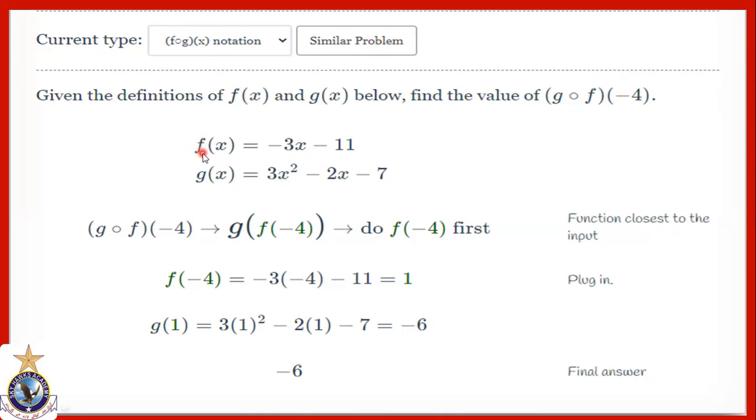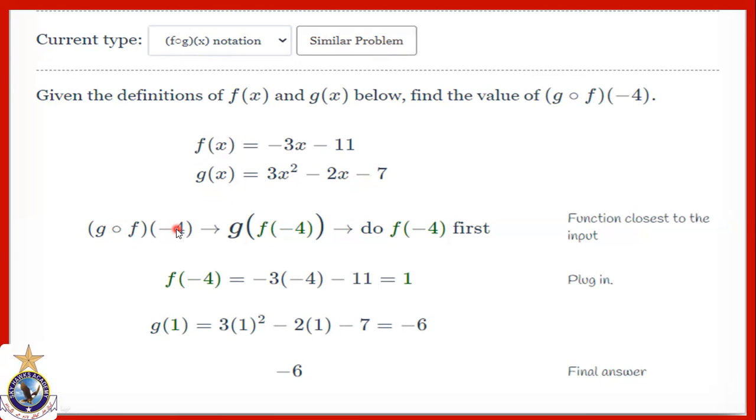Good. Look at this. f(x) is minus 3x minus 11. This is defined, and g(x) is also given, so there's no worry about that. g(x) is 3x squared minus 2x minus 7. And look at the order. Order is very important. This first will become the function of the second. So g of f of minus 4, at minus 4.